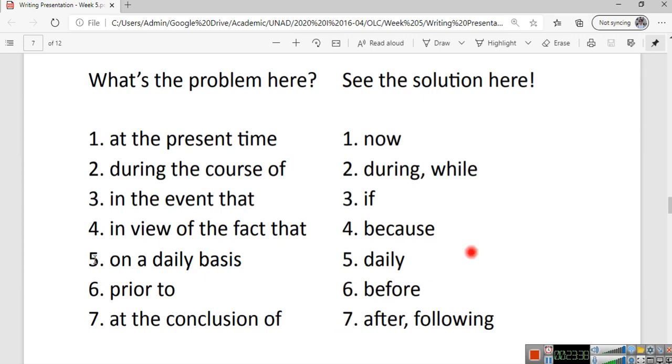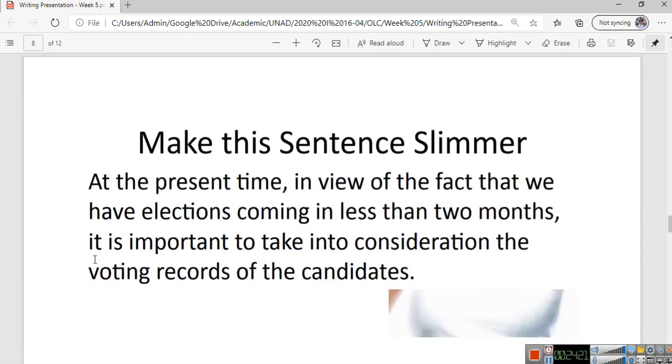Yes, very good. So we have here a list of prepositional phrases that we should not use, and a simpler version. Which one is the simpler version? The second list, because it uses just one word. At the conclusion, it's better to use after. Very good. When we use this list, we're going to be clearer, and when we write, this gives better understanding of our writing. Let's continue.